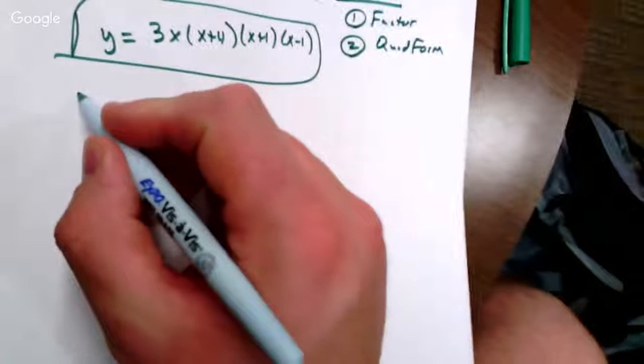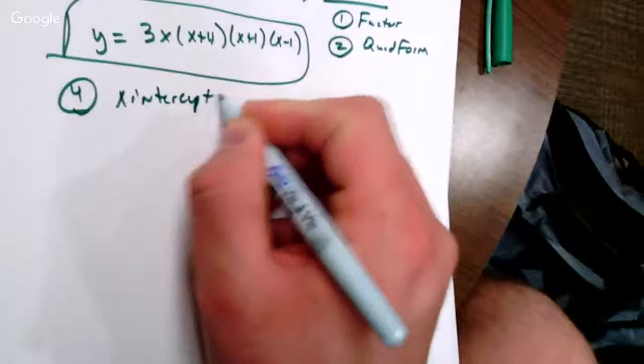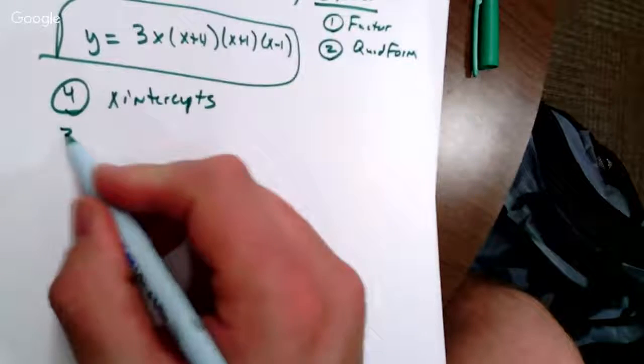Okay, what does that mean? Next step. In step 4, what are we going to do? We're going to find our x-intercepts. What does that mean? We take each one of these terms and set them equal to 0.